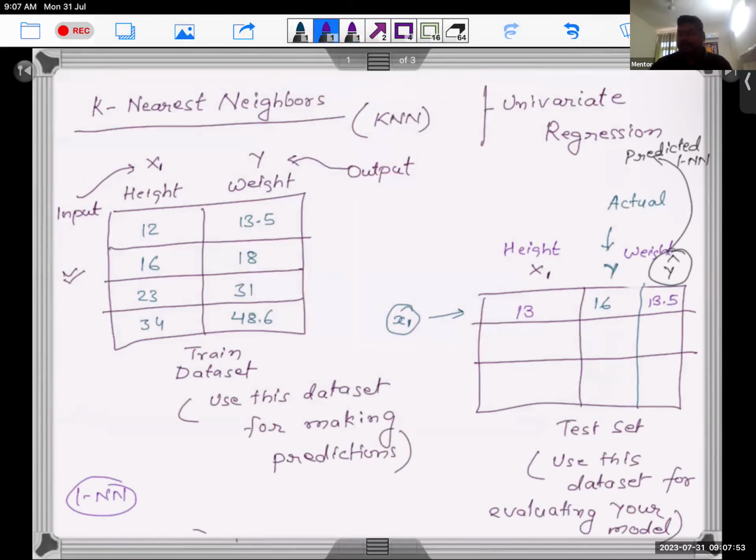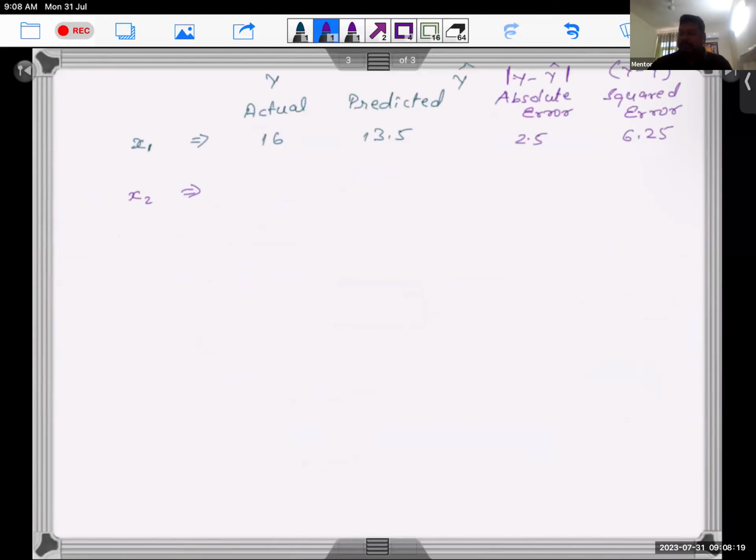So let's say this is maybe 15. So what should be the output now? Maybe consider this to be 20. What should be the output for the second sample, if the height is 15? 18. The prediction would be 18. You're looking at the closest neighbor from these heights, and the closest neighbor of 15 is 16, right? So your actual value is 20, predicted is 18. So this is 2 and this is 4.